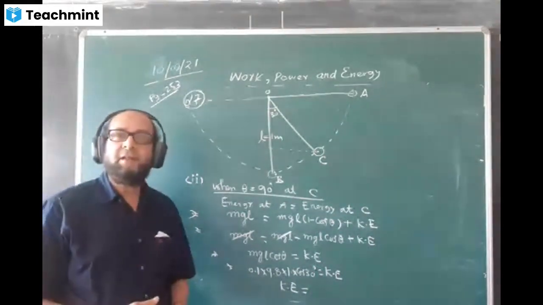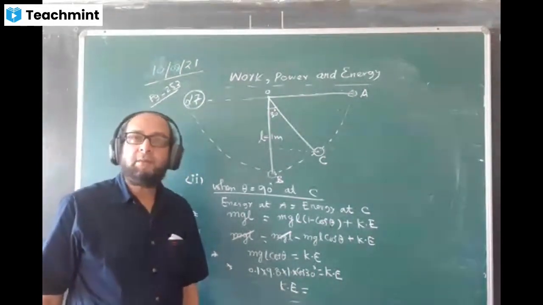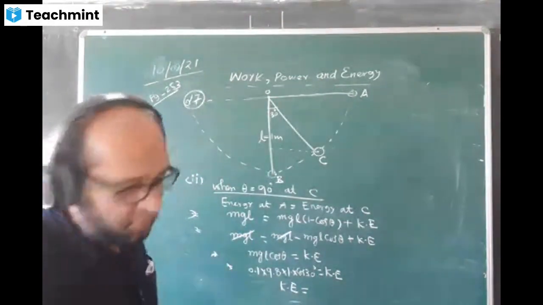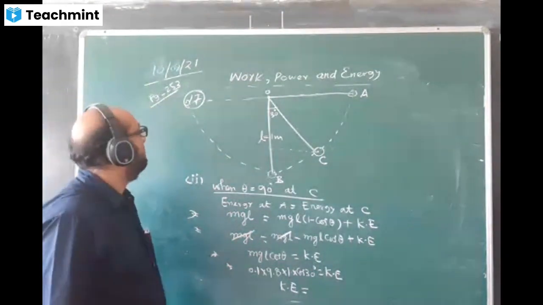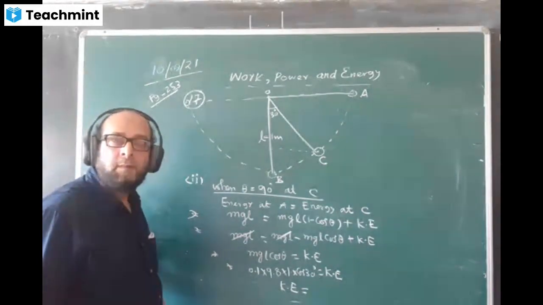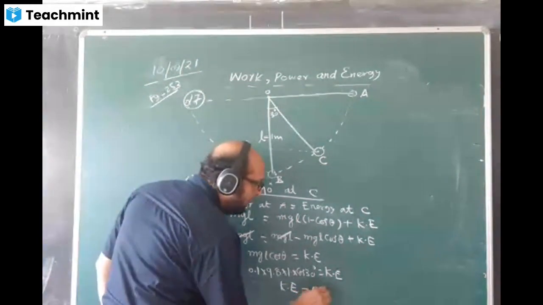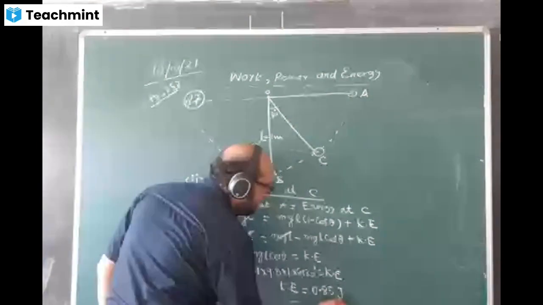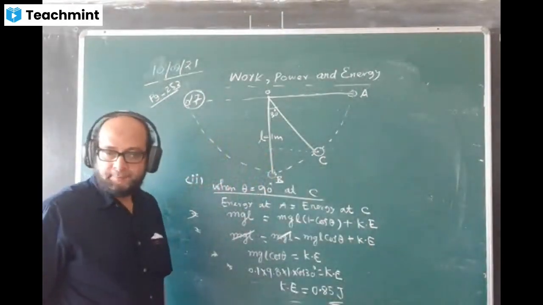Give the answer in decimal. No, find the answer in decimal. 0.98 into root 3 by 2. That is fine, but give the answer in decimal. Calculate and give me the answer. How much answer do you get? So 0.848. That is 0.85. You are rounding off, writing 0.85 is the answer. 0.85 joule is the answer. Done.